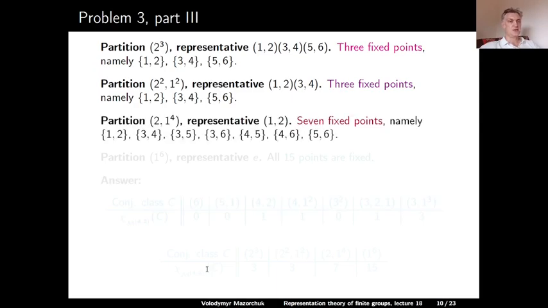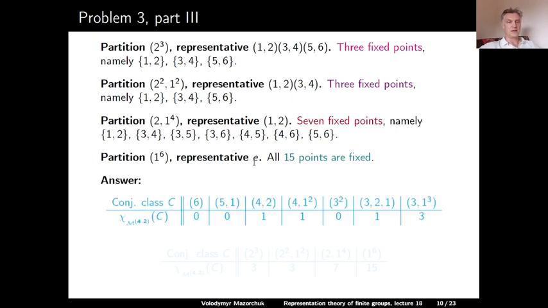The next partition is 2, 1, 1, 1, 1. A representative is just a transposition (1 2). And it has 7 fixed points for us, namely the subset {1, 2}, but then any 2-element subset of the complement, which is {3, 4}, {3, 5}, {3, 6}, {4, 5}, {4, 6}, and {5, 6}. And finally, for the partition 1, 1, 1, 1, 1, 1, the only representative is the identity, and it fixes all 2-element subsets, so it has 15 fixed points.